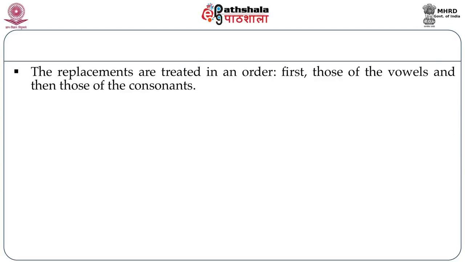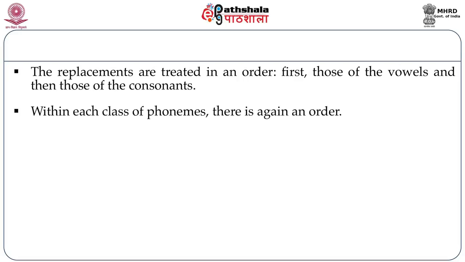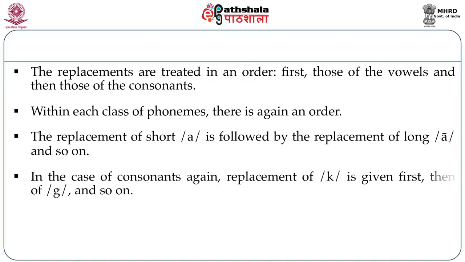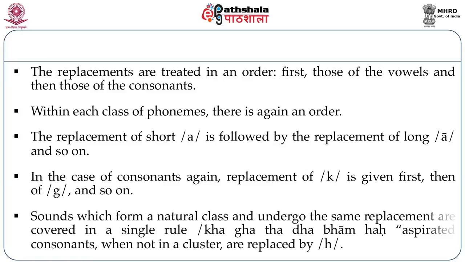The replacements are treated in an order, first those of the vowels and then those of the consonants. Within each class of phonemes, there is again an order. The replacement of short a is followed by the replacement of long a, and so on. In the case of consonants, again, replacement of ka is given first, then of ga, and so on. Sounds which form a natural class and undergo the same replacement are covered in a single rule.